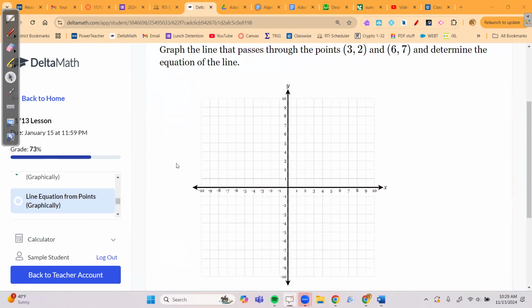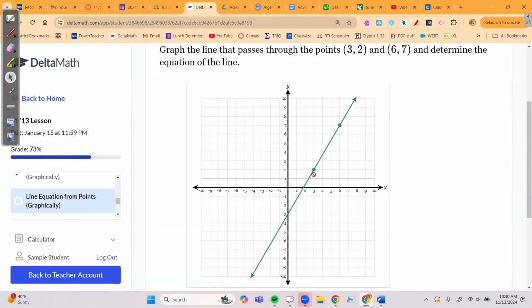There are the points. How do I get to 3, 2? Right 3, up 2. Click. How do I get to 6, 7? To the right 6, up 7. Boom. And again, the line pops up, and now I just have to be able to eyeball 2 things about it. First off, I know it's hard to see, but whatever. What's the slope of that line?